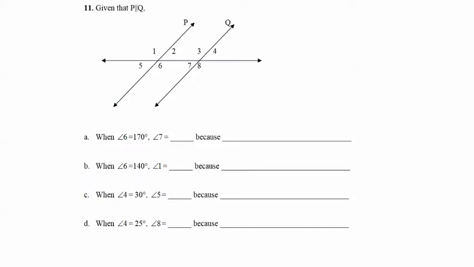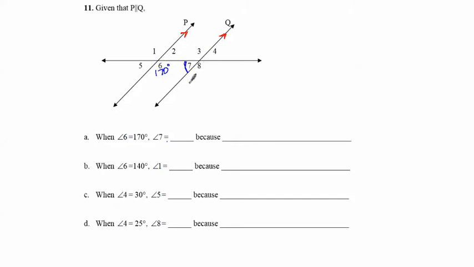In the next problem, they are giving us that line P and line Q are parallel. You can go ahead on those lines and draw the symbols for parallel if you want to. And they ask you to fill out these blanks. First, when angle 6 is 170, so you come over here and you find that angle 6. You find it right here, and you can temporarily write in that number. When angle 6 is 170, they're asking you to figure out what angle 7 would be.